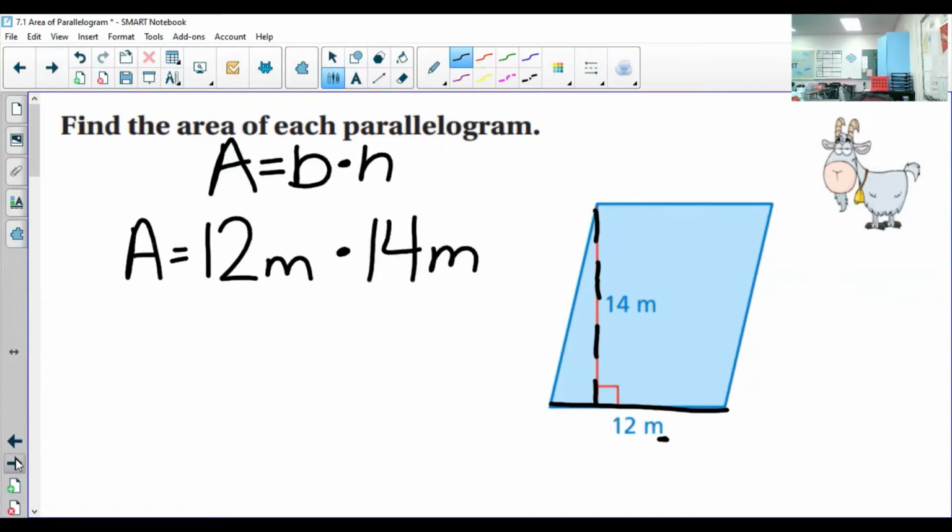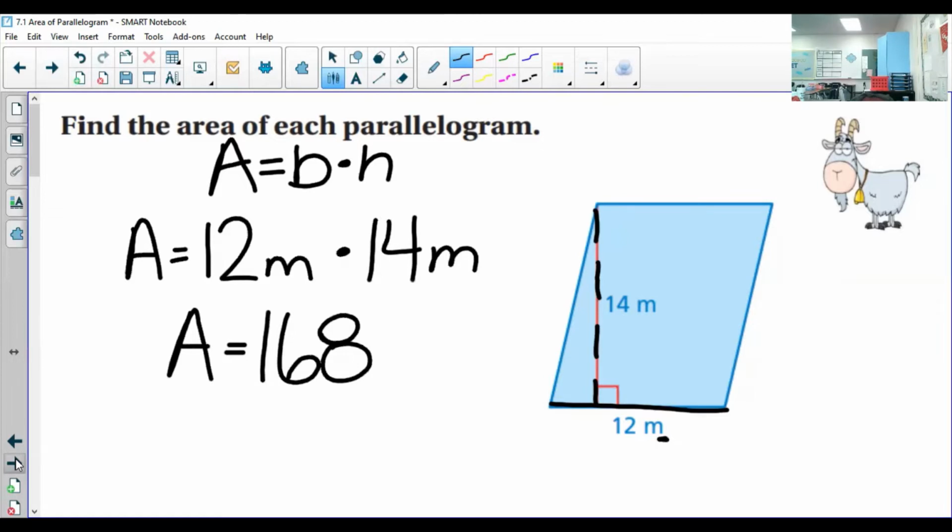14 meters. Okay? And then this is just an equation, right? We're trying to figure out what A equals. So we just do 12 times 14. And if you've got a calculator, you can just put that in. And area equals 168.